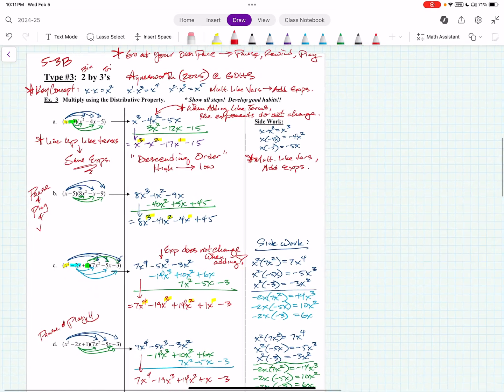Look at that. All right, we did some 2 by 3s, okay, some binomials times trinomials, and we did some 3 by 3s. All right, trinomial times a trinomial.